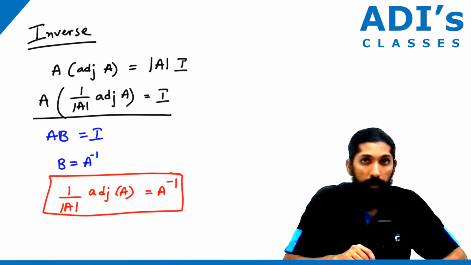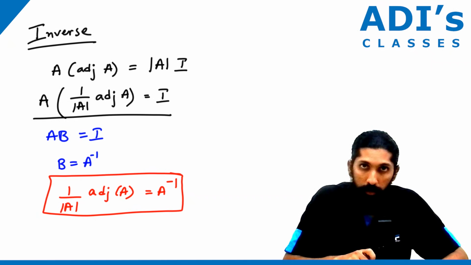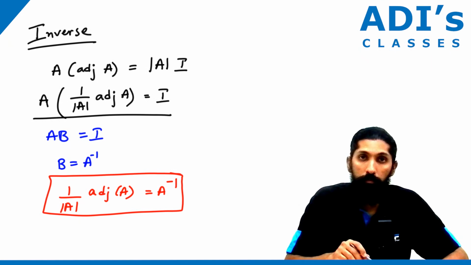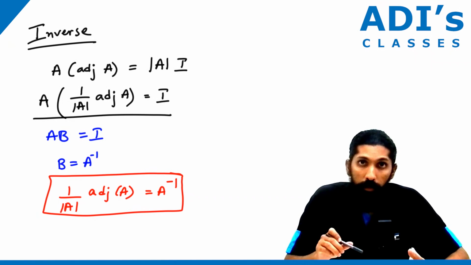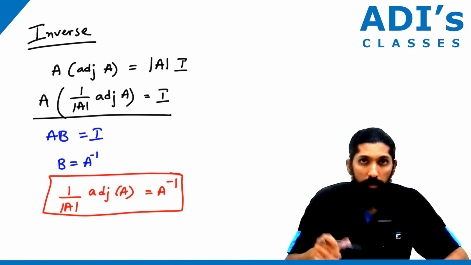Now you understand why the determinant value cannot be 0. It has to be a non-singular matrix. Only then the determinant should not be 0. Only then the inverse of a matrix can be figured out. Okay. Now this is a formula.